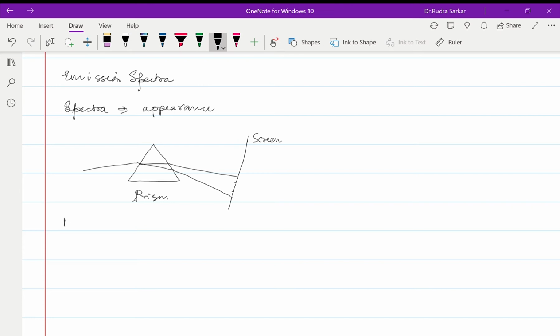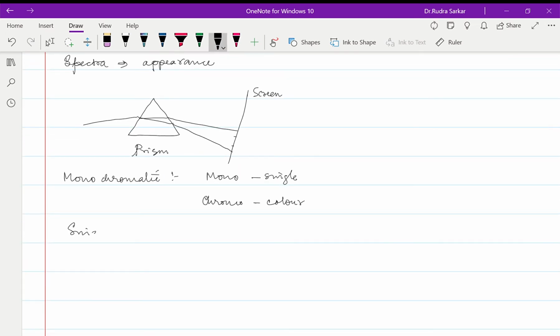Now, sometimes you come across a term called monochromatic. What is the meaning of monochromatic? Any idea? Single color. So mono means single, chromo means color, so it is basically single wavelength radiation. Understood?